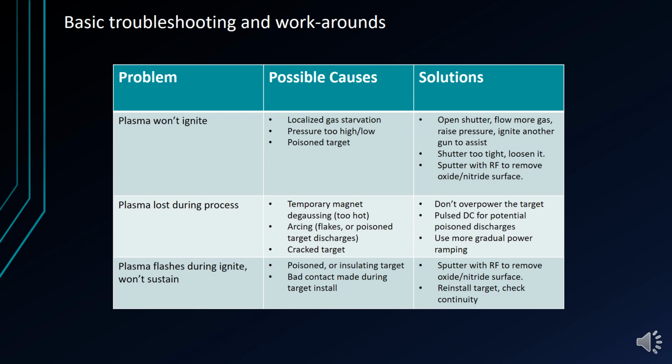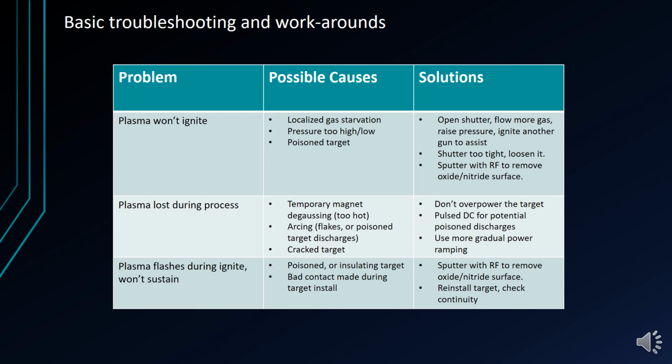Common reasons for this are localized gas pressure is too low, chamber argon pressure too low or high, or a poison target. To deal with local gas being too low, you can try to briefly open the shutter. Often a stubborn gun will ignite the moment the shutter opens. You can then immediately close it and the plasma will likely remain lit. Another technique is to strike a gun next to the desired one. The nearby energetic ions will assist in lighting the plasma of the gun you intend to use.